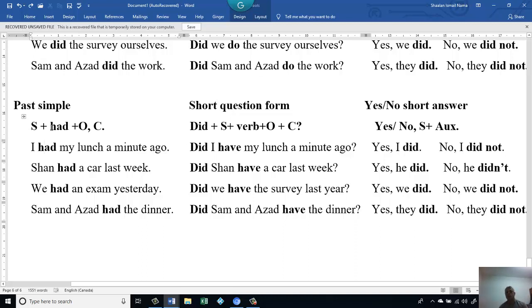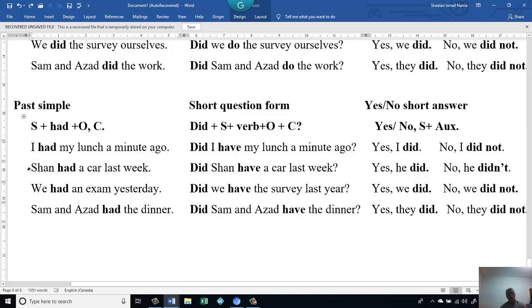Don't get confused with the had. It's never correct to say yes, I had, or no, I hadn't. We will have that one for another time when we go to present perfect and past perfect. Okay, now let's stick to the simple past. Same thing here. Shan had a car last week. Then we know this happened in the past because I have last week and also I have had.